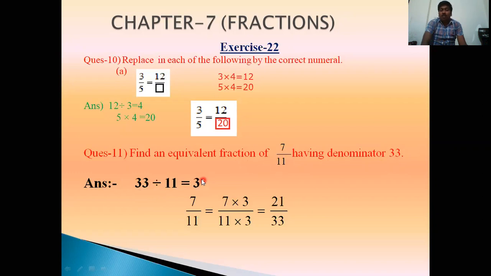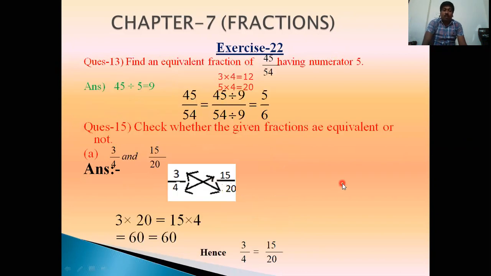And now 3 is the number which is used to make the equivalent fractions by multiplying. Now 7 by 11, when we multiply 7 into 3, we get 21. And when we multiply 11 into 3, we get 33. So okay children, here we see the denominator is 33. Okay, now we go to the next question.